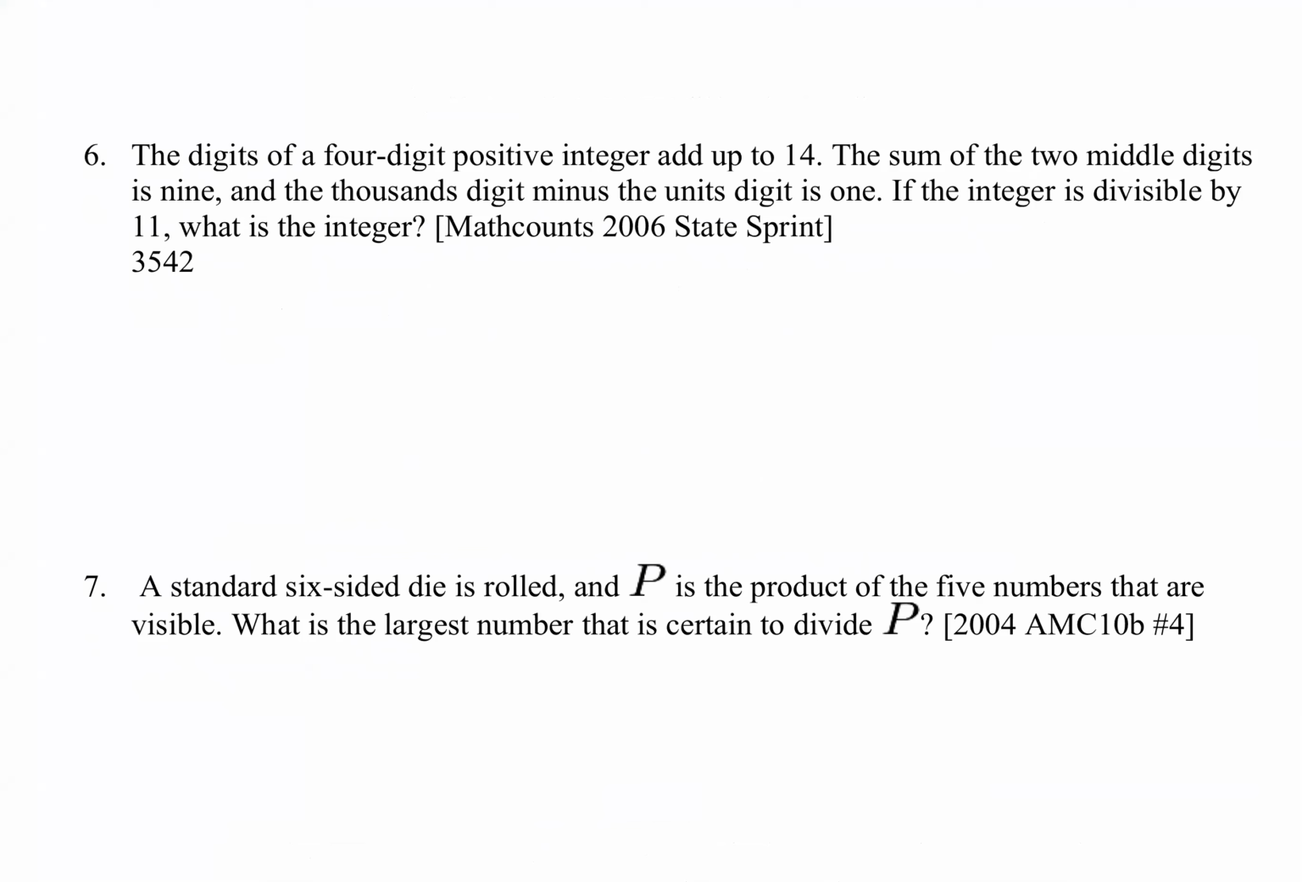Okay, so let's look at number 6. The digits of a 4-digit positive integer add up to 14. The sum of the two middle digits is 9, and the thousandths digit minus the units digit is 1. If the integer is divisible by 11, what is the integer? I know that the answer to this one is written on the board, but we can just ignore it for right now, and then we can find the answer by ourselves, right?